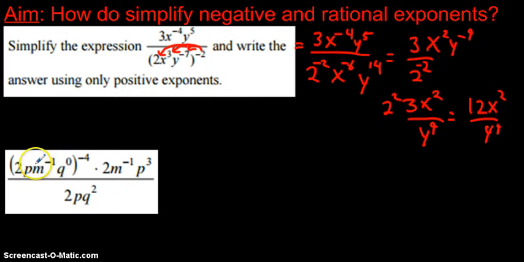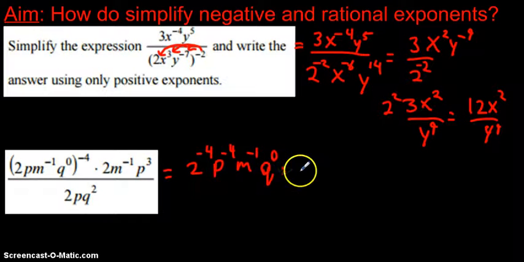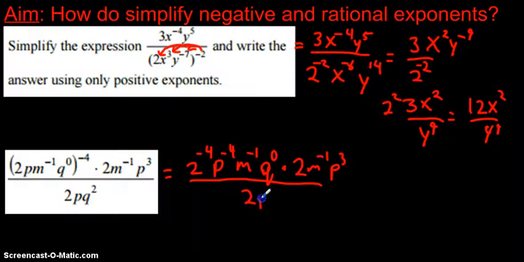Alright, one last example. That will be 2 to the negative 4th, p to the negative 4th, m to the negative 1, q to the 0, times 2m to the negative first, p to the third. So this was just applying the power rule. Okay, so the power is multiplied, including for the 2, which is the one that's most often forgotten. These have their own exponents of 1.